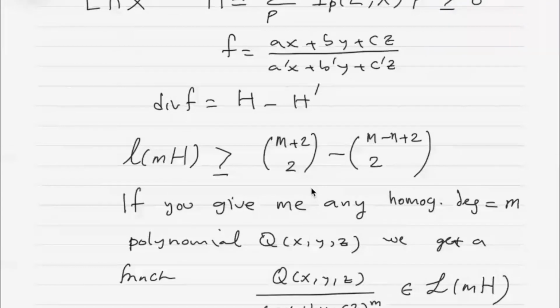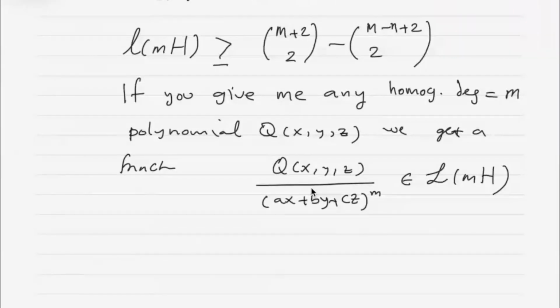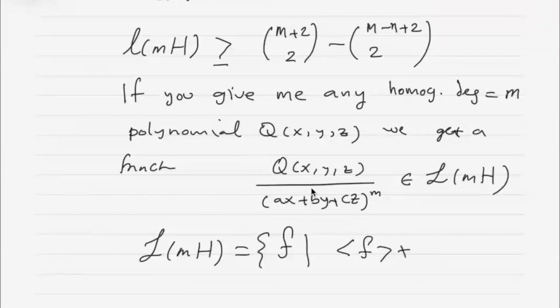Why? Because if you take the divisor of this function and add mh to it, you get the divisor of the function q. And the divisor of the function q, that means the intersection of the points q with the Riemann surface, is a positive divisor. So L of mh is by definition those functions for which if you add the divisor of f with mh, you get a positive divisor.